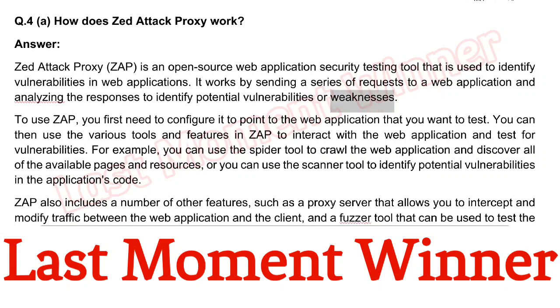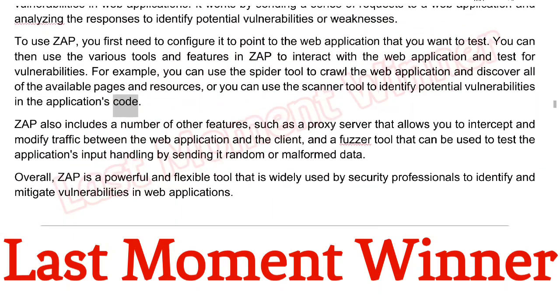or weaknesses. To use ZAP, you first need to configure it to point to the web application that you want to test. You can then use the various tools and features in ZAP to interact with the web application and test for vulnerabilities. For example, you can use the spider tool to crawl the web application and discover all of the available pages and resources, or you can use the scanner tool to identify potential vulnerabilities in the application's code.